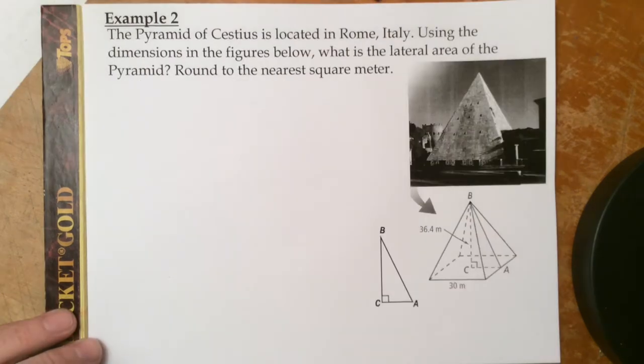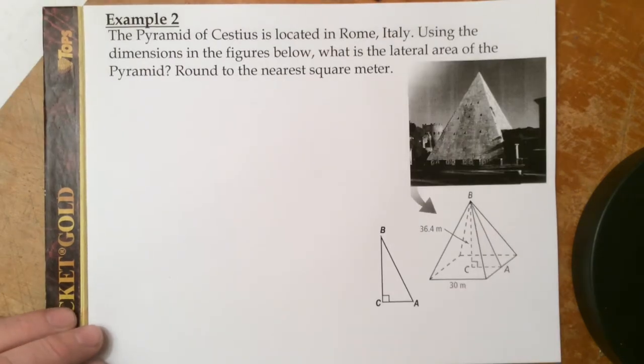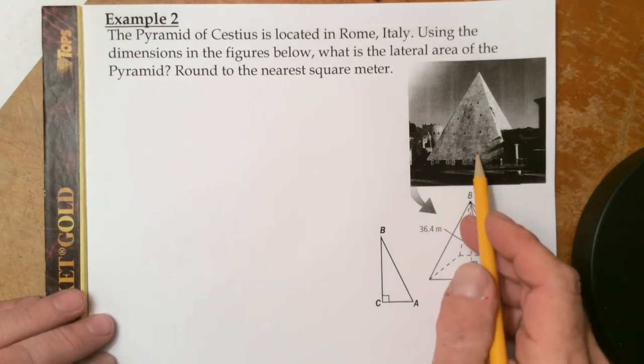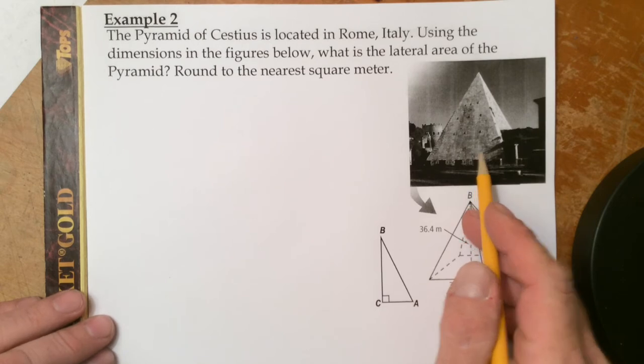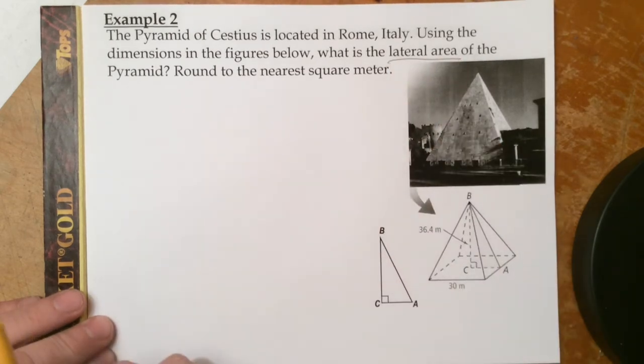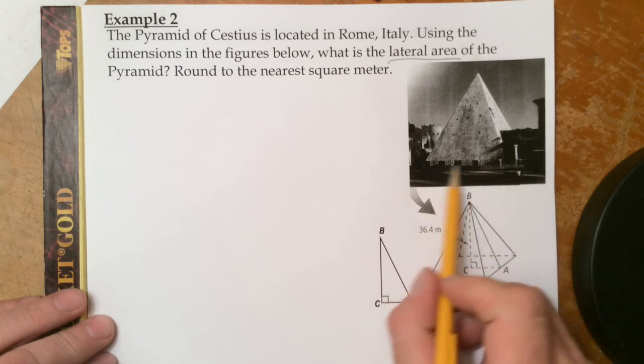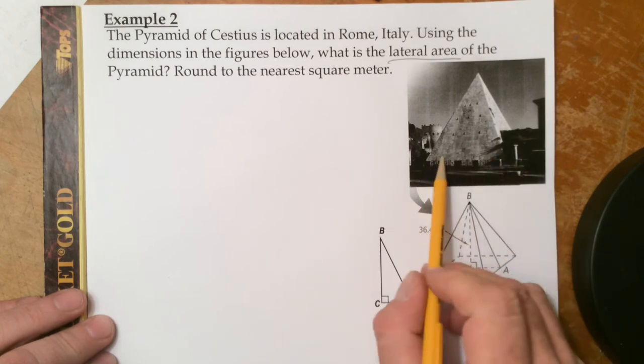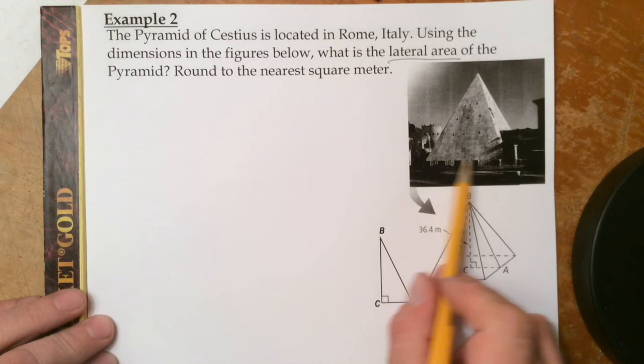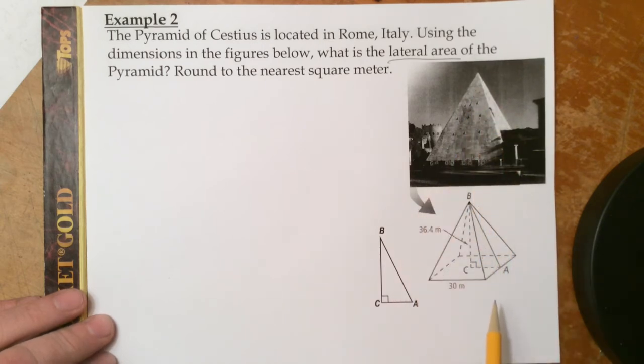Example 2. The pyramid of Cestius is located in Rome, Italy. Using the dimensions in the figure below, what is the lateral area of the pyramid rounded to the nearest square meter? It makes sense that we're looking for lateral area here, since the base of this pyramid presumably is on the ground, and so we're looking at everything outside on the pyramid. This was designed after the Great Pyramids in Giza, Egypt.